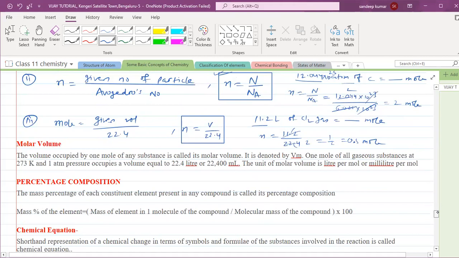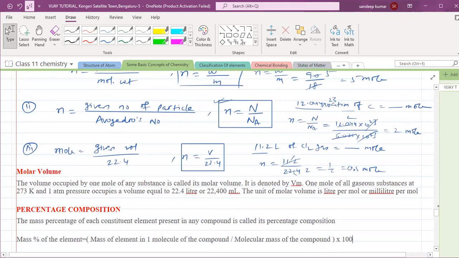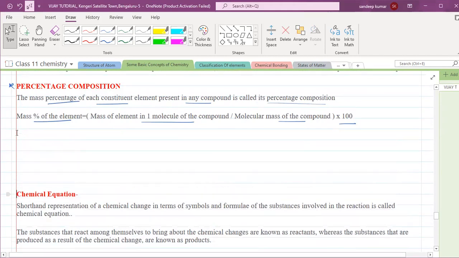Okay, next we talk about the percentage composition. See, the mass percentage of each constituent element present in any compound is called its percentage composition. Mass percentage of an element: we find the mass of the element in one molecule of the compound divided by the molecular mass of the compound, into 100. For example, in water, H2O, what is the percentage of hydrogen and what is the percentage of oxygen?